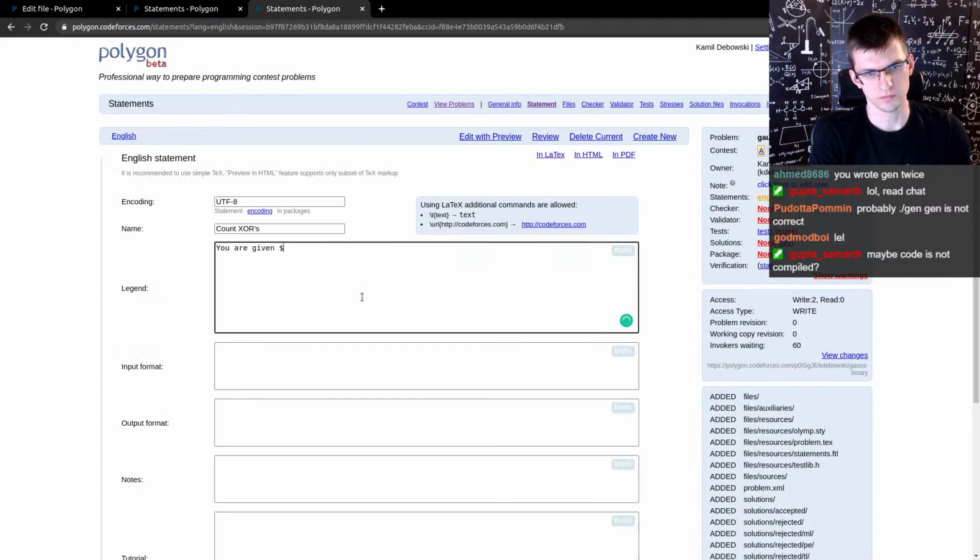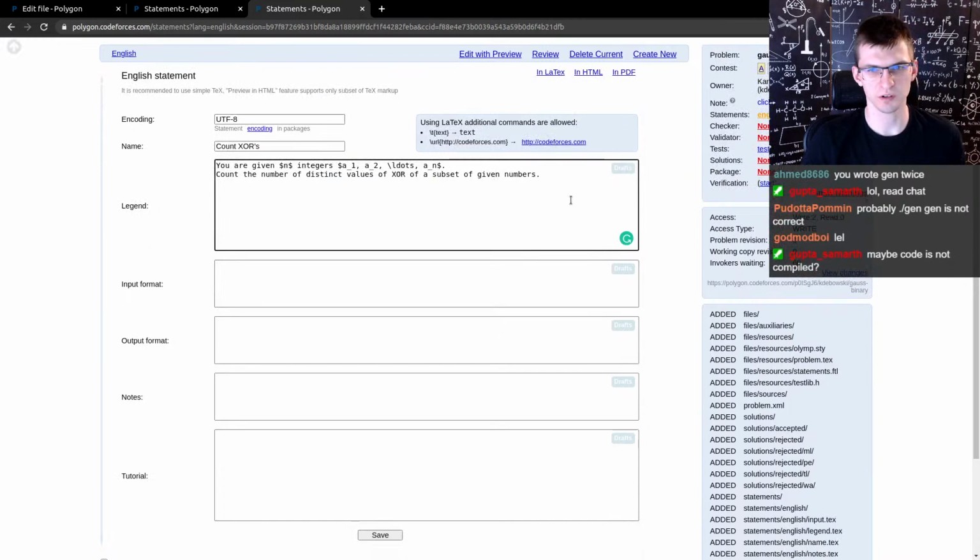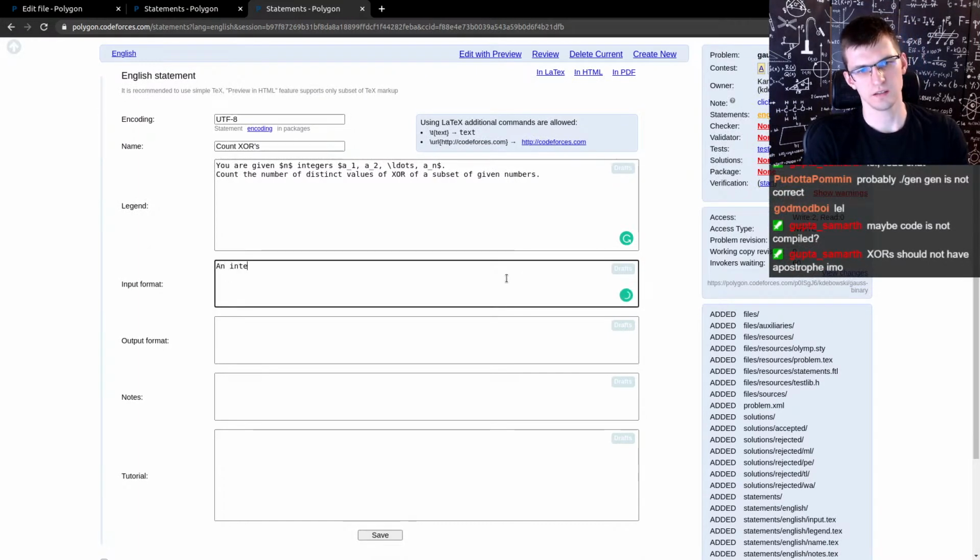You are given n integers a_i. Count the number of distinct XORs you can get. Number of distinct values of XOR of a subset of numbers of the given set, maybe something like that. Count the number of distinct values of XOR of a subset of given numbers. I guess more or less this is fine.